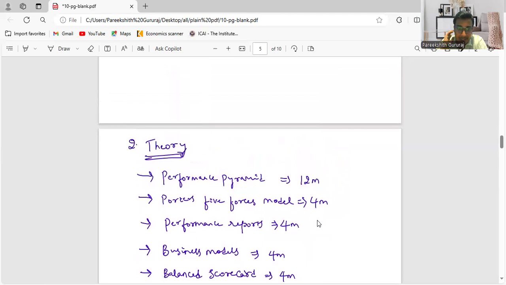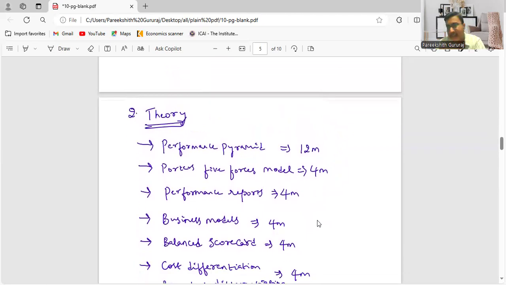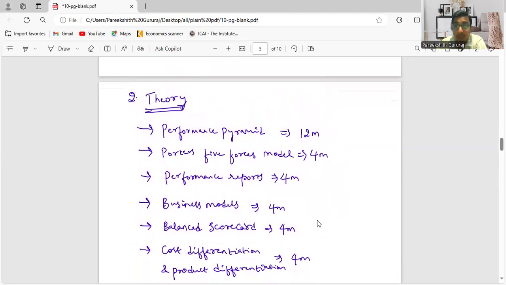Now coming to the theory front, as far as I remember, I've jotted down these points. The first question was on performance pyramid, wherein there was a big 12-mark case study. I was not prepared for this though. I had to guess many of the questions under this case study.